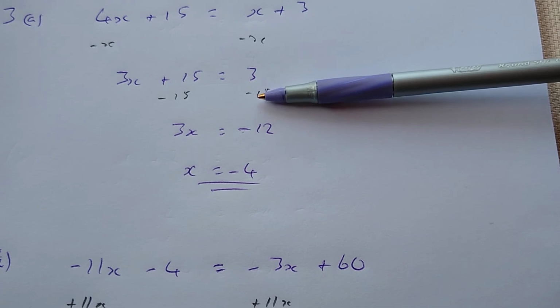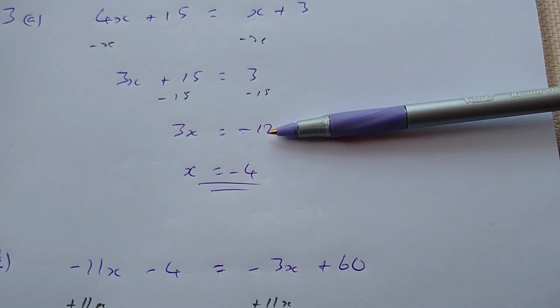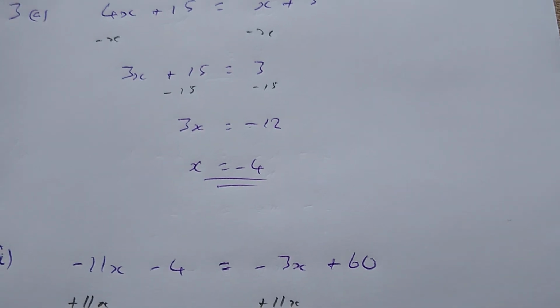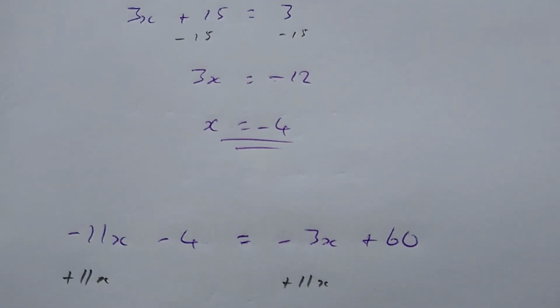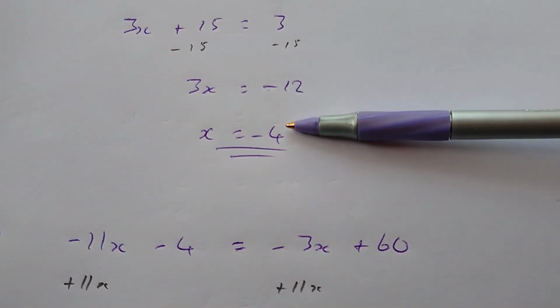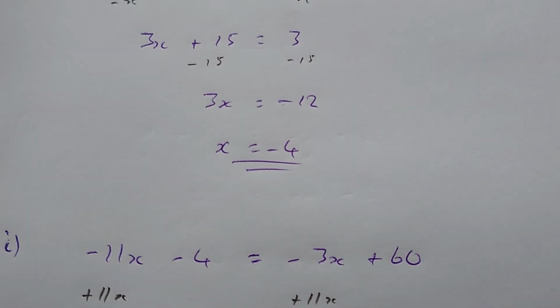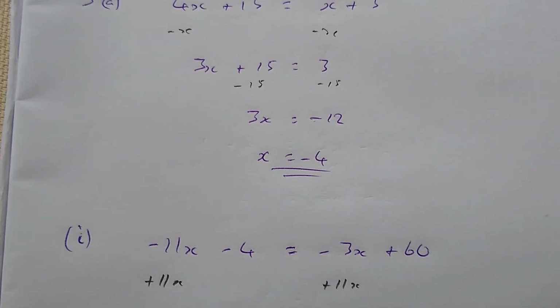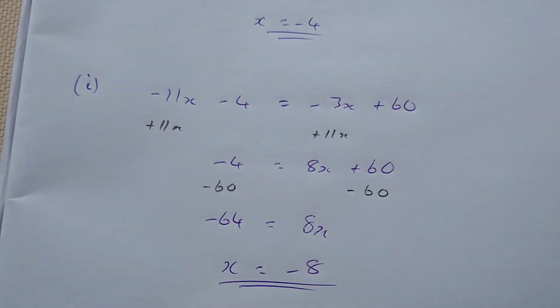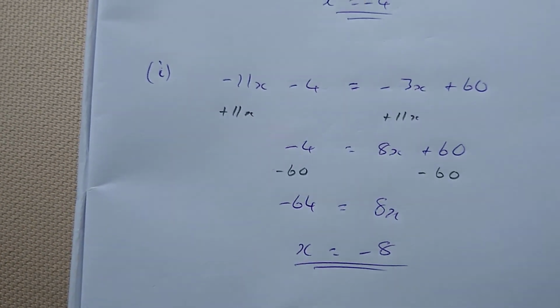So 3 minus 15 is minus 12. So you're starting at 3 there, guys. You're counting down 15 on your number line. You'll end up at minus 12. And then minus 12 divided by 3 is minus 4. Okay, so again, very, very similar to question 1 and 2, except you're going to get a negative answer rather than a positive answer.